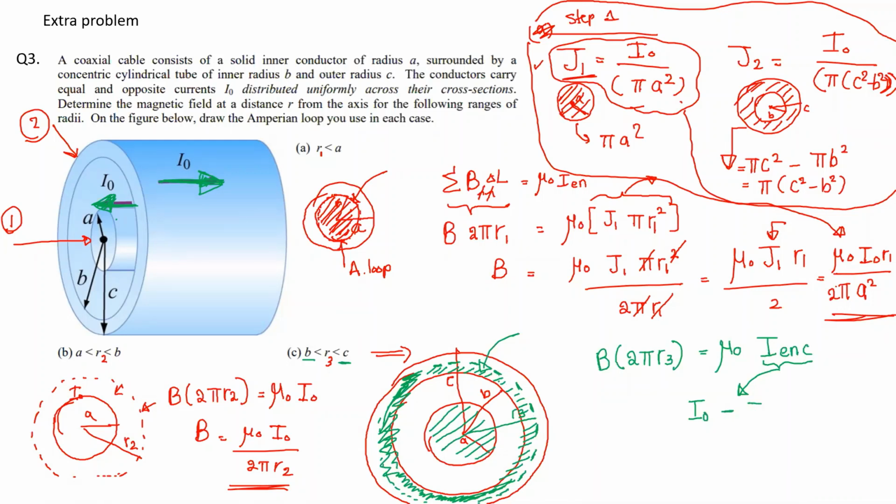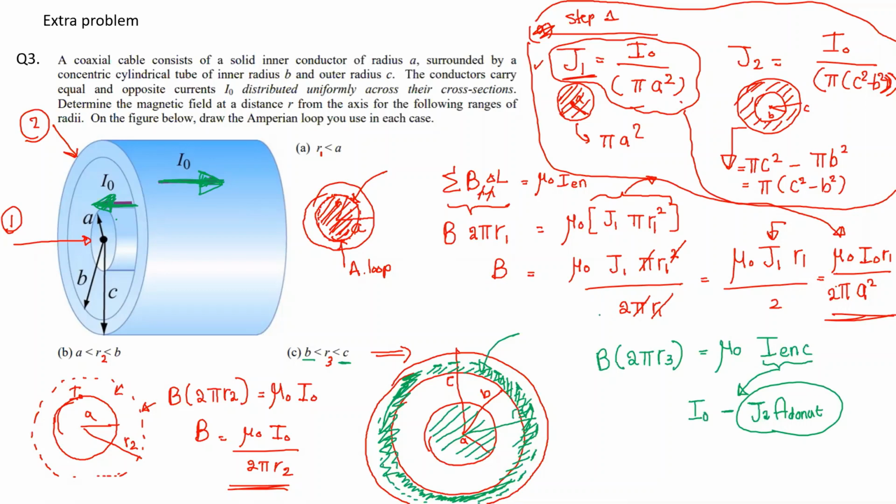Now let's figure out how to find it. So the same method: how to find the current? We multiply the current density by the area we are interested in. So I'll call it A donut. J2 is the current density of this whole thing, right? And to get the current in the green part, we have to multiply by the area of the green part.